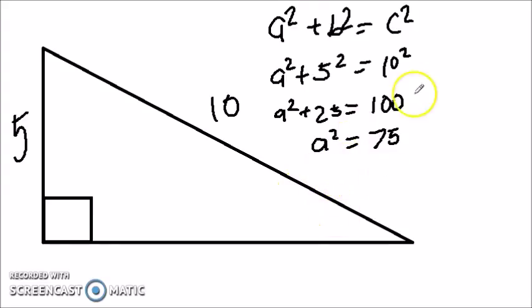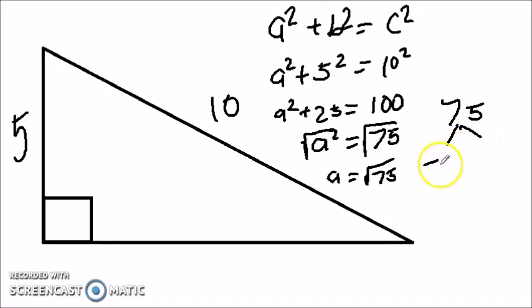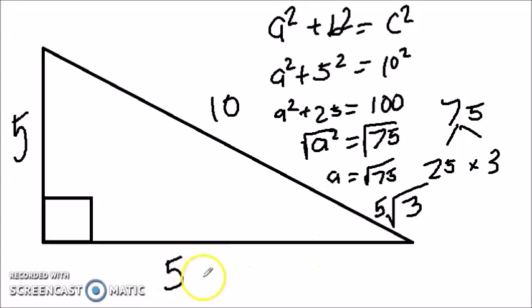So we can simplify this further. What we're going to do is make 75 into a radical. So we have to take the square root on both sides to get rid of this 2. So a is equal to the square root of 75. And we have to simplify it. So let's use a factor tree. 25 times 3, which means this answer is 5 radical 3. So this length right here is 5 radical sign 3. There you go.